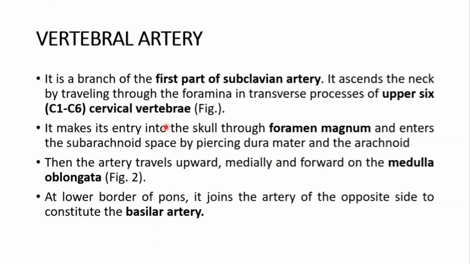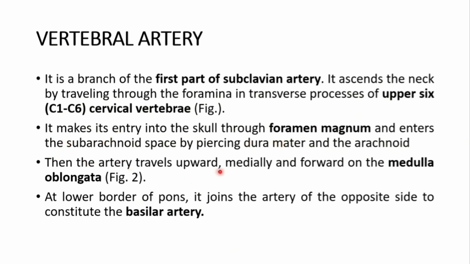Now talking about the vertebral artery. The vertebral artery is a branch of the first part of the subclavian artery. It descends the neck by traveling through the foramina in the transverse processes of the upper six cervical vertebrae, C1 to C6. It makes its entry into the skull through the foramen magnum and enters the subarachnoid space by piercing the dura mater and the arachnoid. You can see this is the foramen magnum through which it enters the skull.